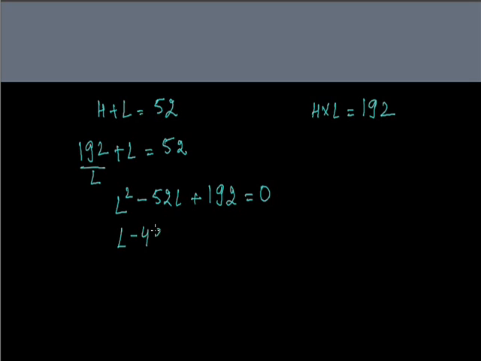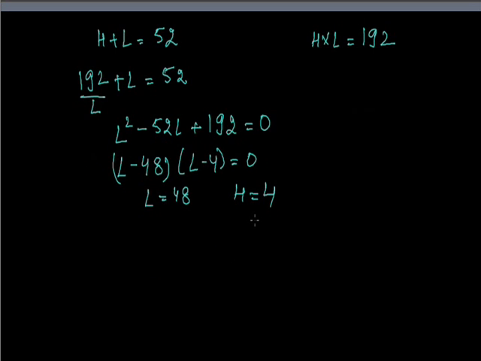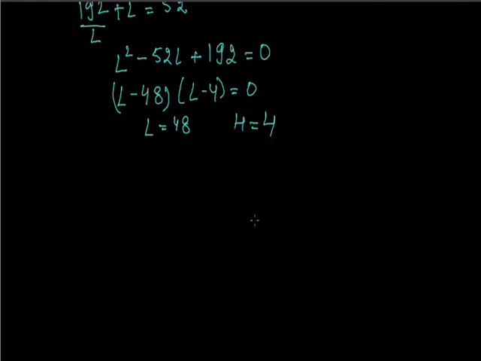It will give L into (L minus 48), (L minus 4) equal to 0. It will give L equal to 48 and H equal to 4. Since one number is L and the second is H, we take L as 48, and HCF will be lower than LCM, so HCF is 4 and LCM is 48.